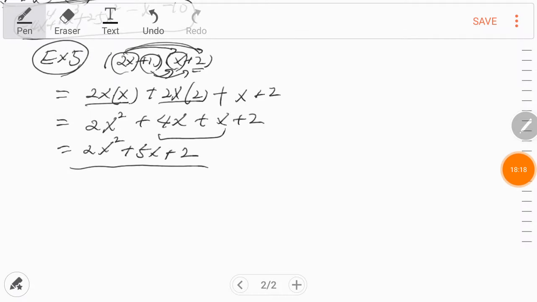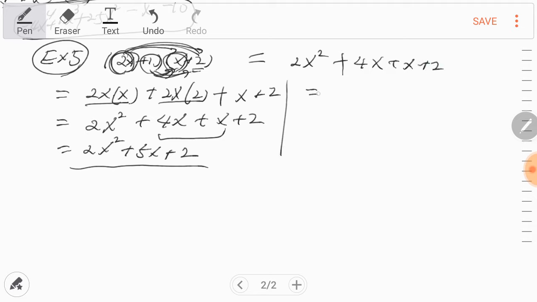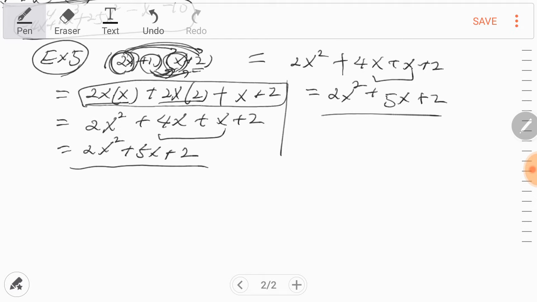Okay, so when we multiply two binomials, we can use mental math. So 2x times x is 2x squared, plus 2x times 2 is 4x. 1 times x is x, 1 times 2 is 2. Then from here, combine the like terms. This is 5x plus 2. So if you use mental math, then you can skip one step.